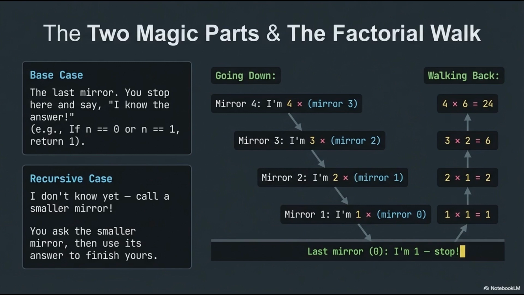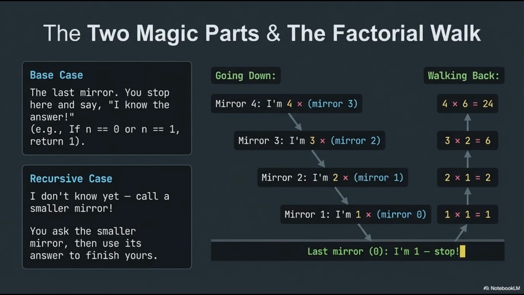Let's make this concrete with a classic example, the factorial. If we want to find the factorial of 4, the function basically says, I don't know that, but I know it's 4 times the factorial of 3. So it calls itself to find the factorial of 3. That function says, I don't know, but it's 3 times the factorial of 2. And on it goes. This is the going down phase, walking deeper into the mirrors. We go from 4 to 3 to 2 until we hit our base case. For factorial, that's 1. The factorial of 1 is just 1.